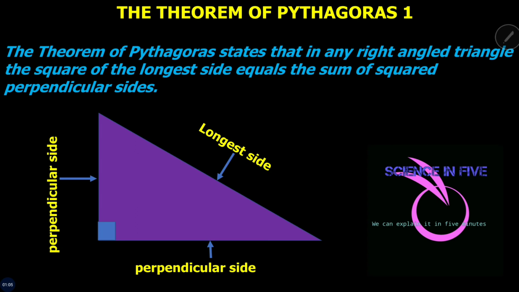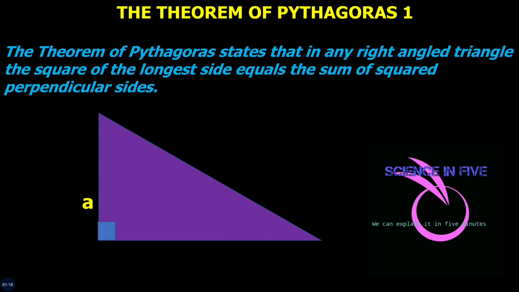To be able to apply the Theorem of Pythagoras, we need to be able to identify the longest side and the two perpendicular sides. Using a system of letters, suppose the longest side is C, the perpendicular side is A, and the other perpendicular side is B. The Theorem of Pythagoras can be stated as C squared equals A squared plus B squared.